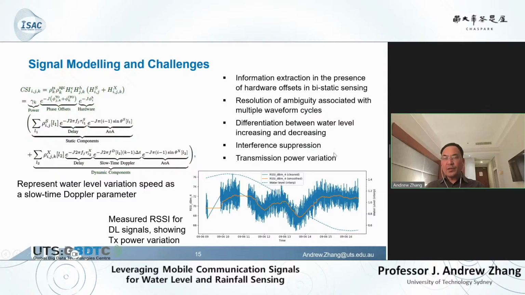Another factor which we typically ignore is that in mobile networks, the transmission power of both the mobile phone and the base station actually varies, right? It varies over a period of 24 hours. This is a fact that we observed from multiple measurements. So the power variation itself will be mixed with the variation caused by the water level. So it's a critical issue to separate these two types of impacts.